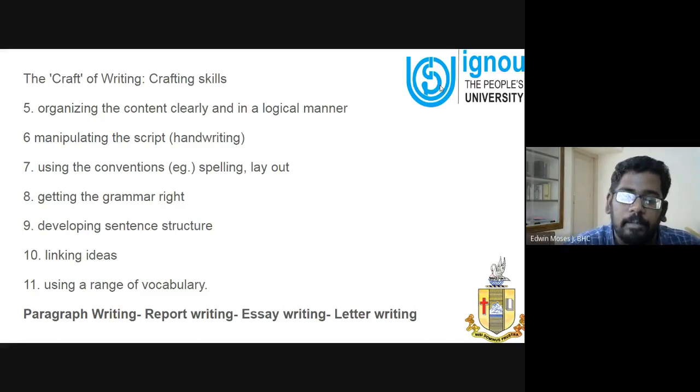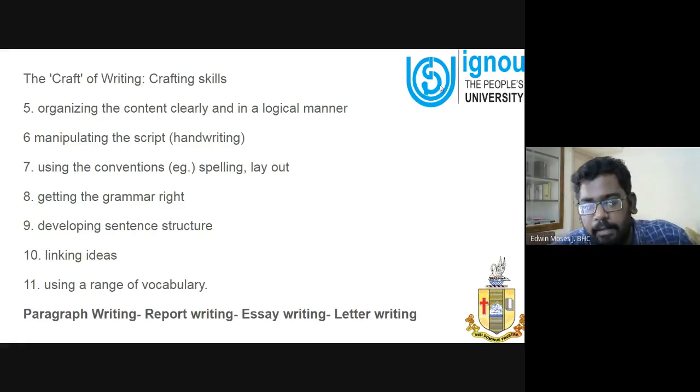Likewise, you have to be coherent in your writing, using the conventions, spelling, layout, getting the grammar right, developing sentence structure, linking ideas, using a range of vocabulary. In order to improve your vocabulary, you have to read at least 10 new words every day from the dictionary. So I recommend Oxford Advanced Learner's Dictionary for you. So at least you can make use of the online Cambridge Dictionary, right? Only if you have rich vocabulary, you can write well. Otherwise, you cannot write a letter properly or a creative work.